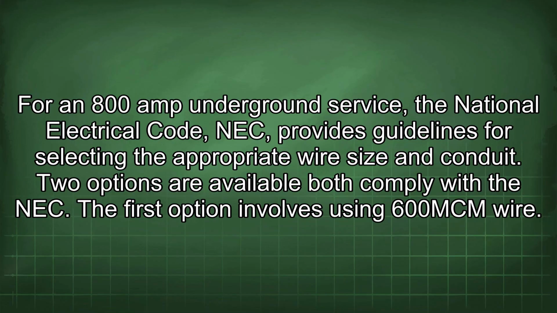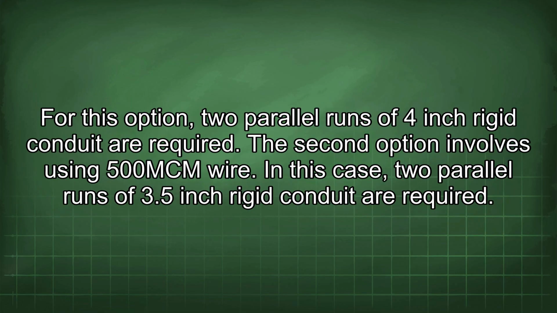For an 800 amp underground service, the National Electrical Code (NEC) provides guidelines for selecting the appropriate wire size and conduit. Two options are available, both comply with the NEC. First option involves using 600 MCM wire. For this option, 2 parallel runs of 4-inch rigid conduit are required.